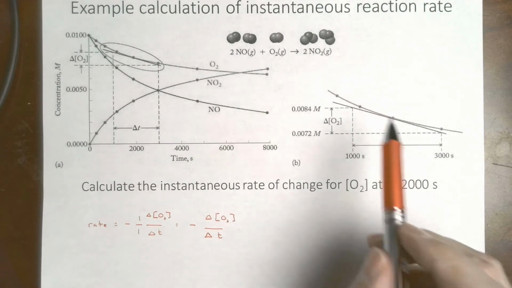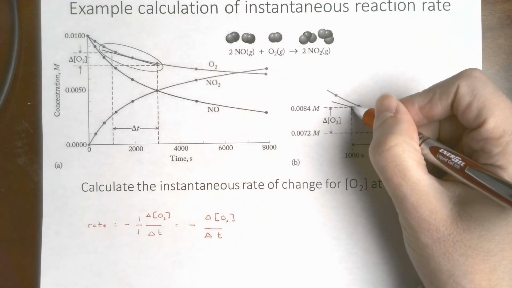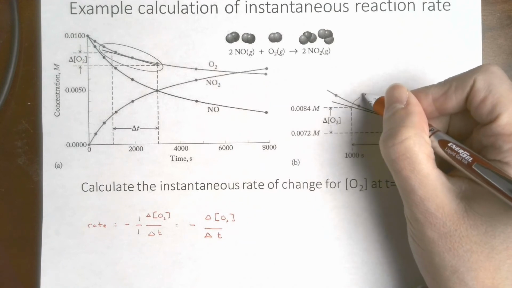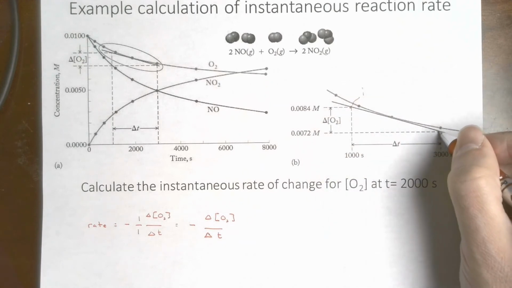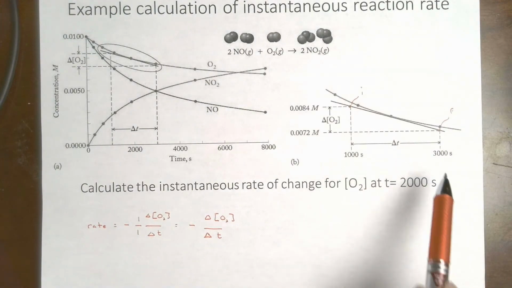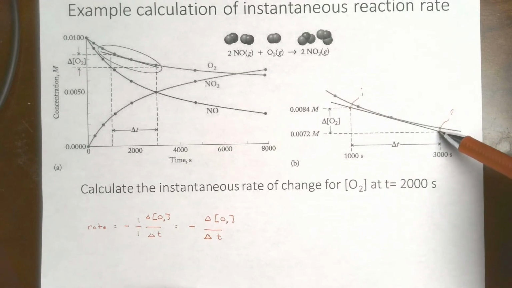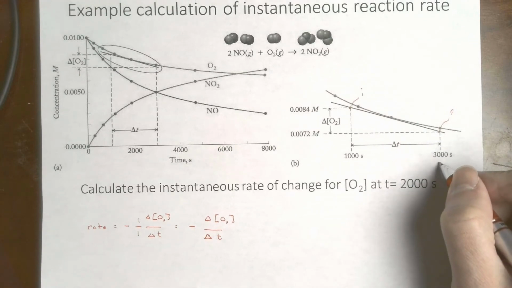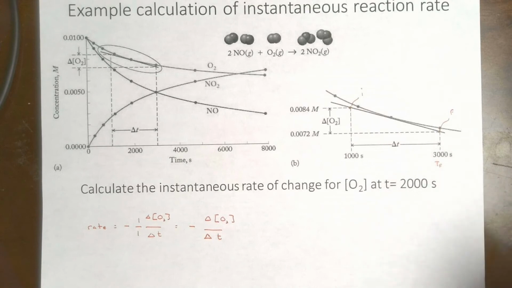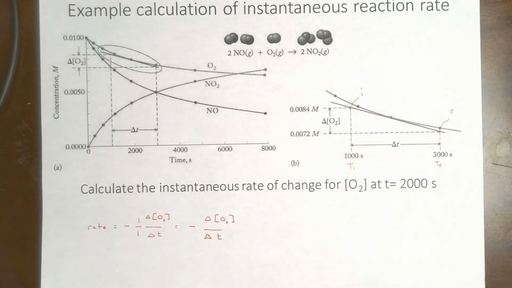Now we just need to take a look at this line, and we're going to call this point back here our initial, and this point over here our final. And again, it's between 1,000 and 3,000 seconds, but honestly, it could be between any 2 points on that line. Doesn't really matter. When we call this the final point, our t final would be 3,000 seconds. Our t initial would be 1,000 seconds.